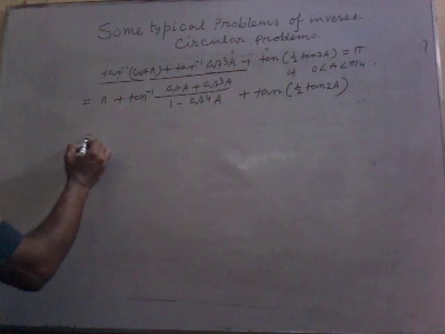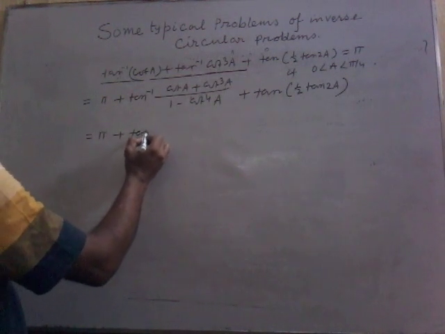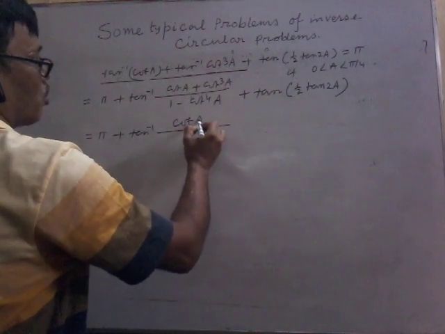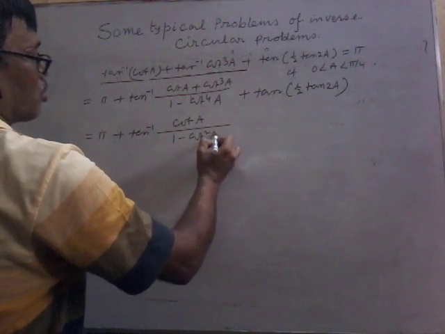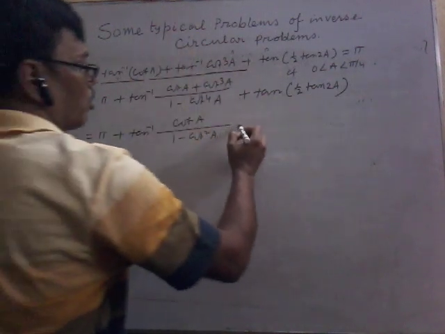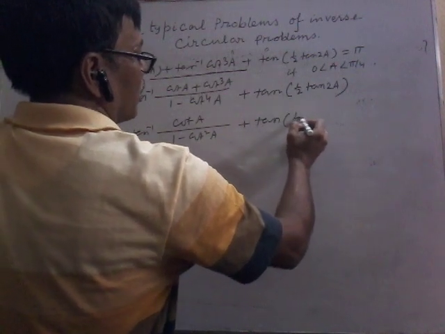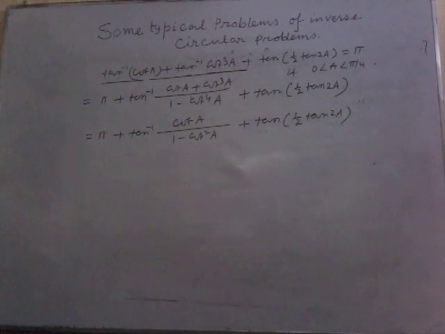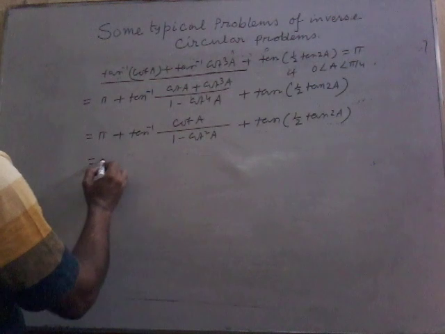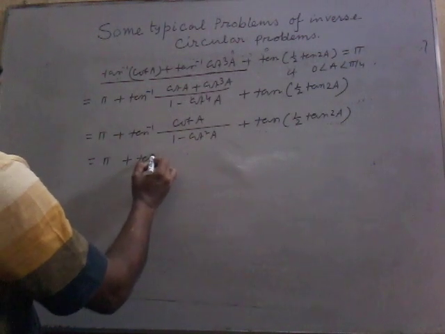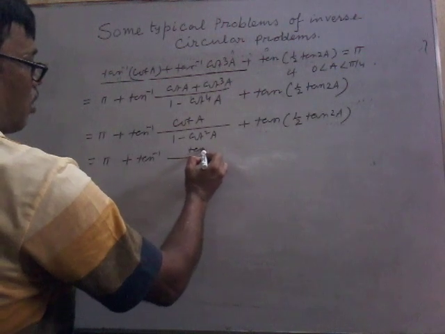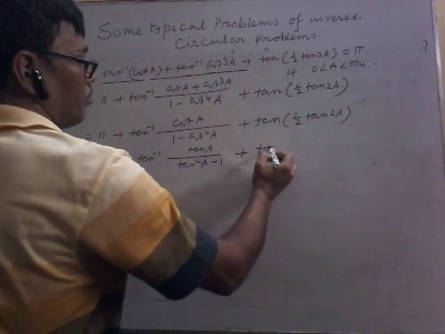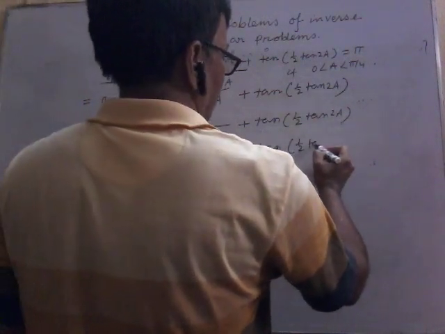So simplify pi plus tan inverse. So 1 plus cot square A cancel. So this is cot A into 1 minus cot square A. Factorize, 1 plus cot square A cancels out. Tan 2A. Now try to express it in terms of tan. So pi plus tan inverse of tan A by tan square A minus 1, times half tan.